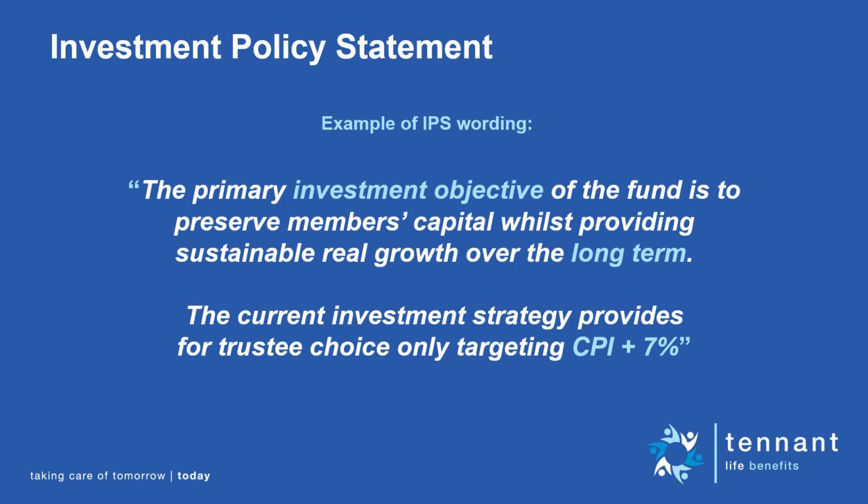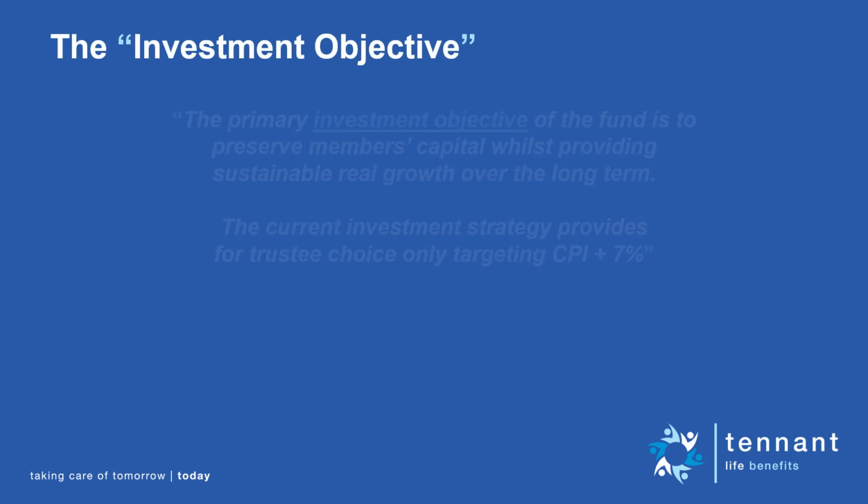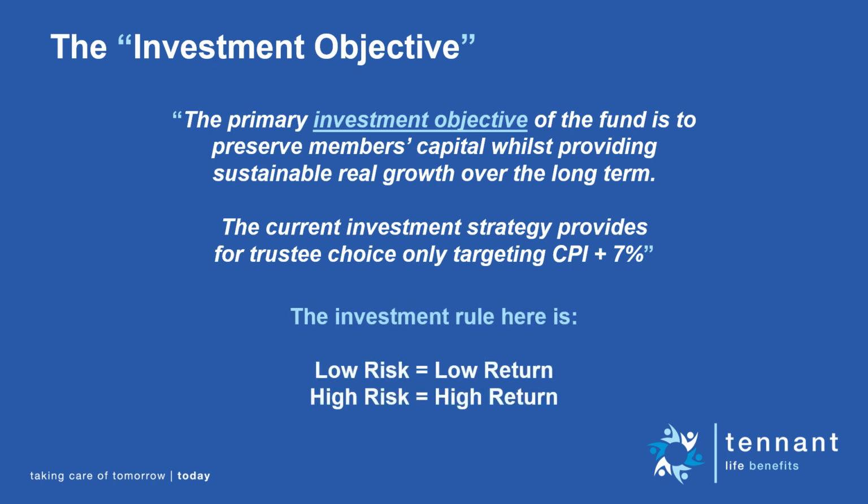Now let's unpack some of these terms. The investment objective. This is what your trustees are trying to achieve with the investment. In the above example, the objective is to achieve investment growth without losing too much of what you have put into the investment, the capital. This means balancing the amount of risk you are willing to take with how much you want your money to grow. The basic investment rule here is low risk equals a low return. High risk equals a high return.